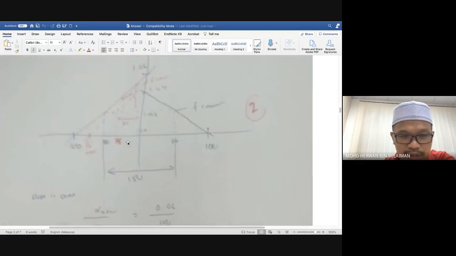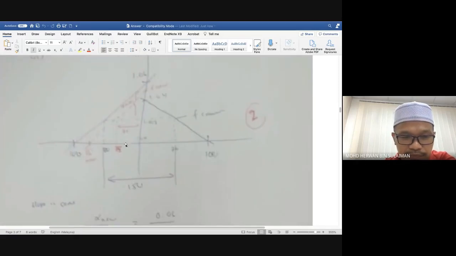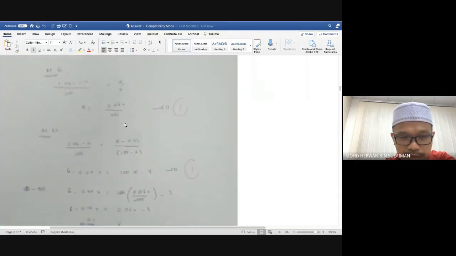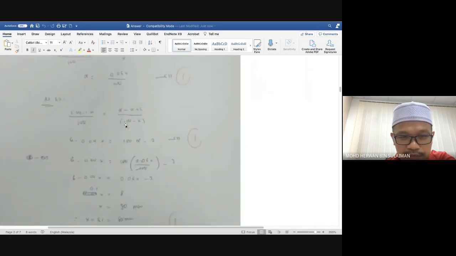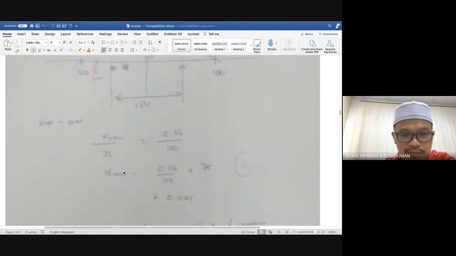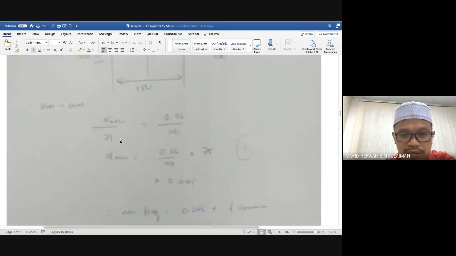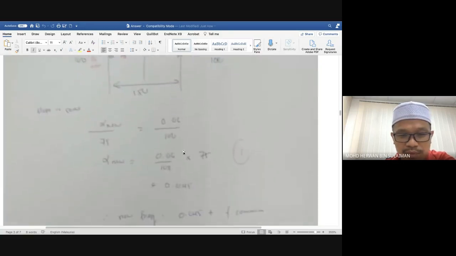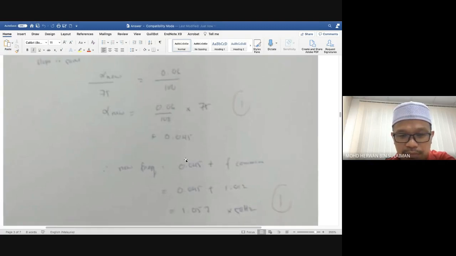Alpha nu divide by 75, because of the first one you dapat, you bagi 2. Okay, alpha nu 75 0.06, you dapat alpha nu 0.045. And then you need to add.